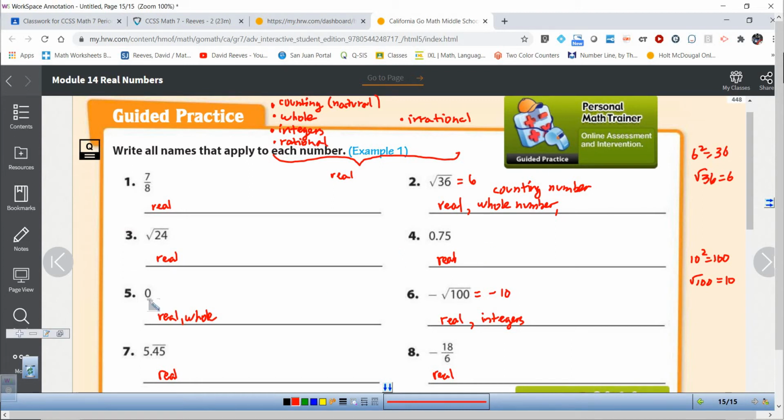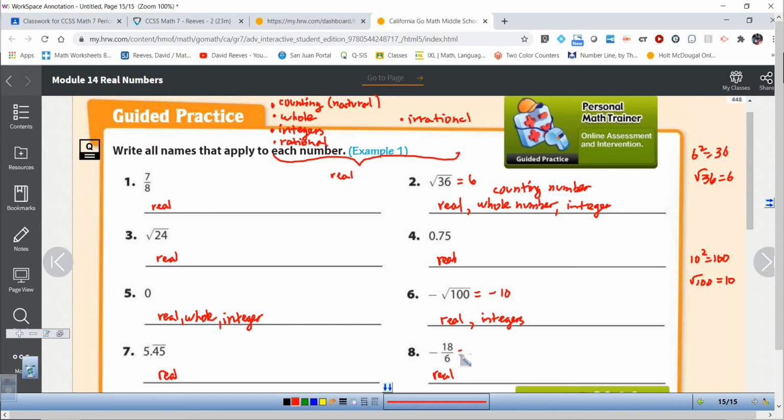Okay, so 0 is a real number. 0 is a whole number. It's also an integer. Anything that's a whole number is an integer. Okay? 6, because you can represent it on your fingers, is a counting number. It's a whole number. It's also an integer. All right, negative 10 is an integer. It's not a counting number because you can't represent negative 10 on your fingers. It's not a whole number because whole numbers can't be negative, but it's an integer.